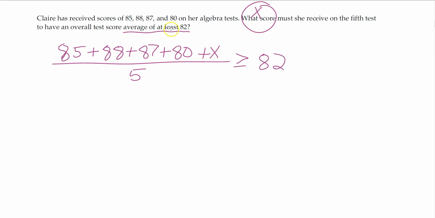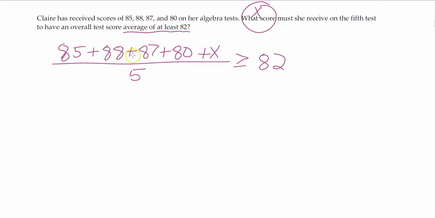Now the at least, a lot of people see the least and think less than, but at least means that you're more than that. So that's a nice understanding. At least is more than or equal to. At most would be less than or equal to.